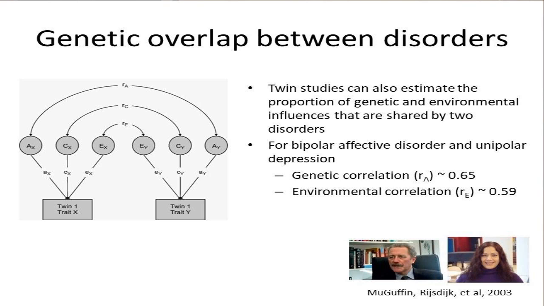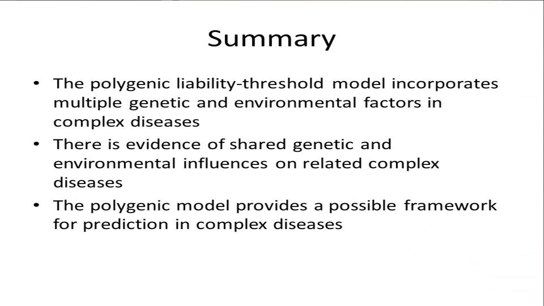And the same is observed for other pairs of psychiatric disorders such as bipolar and schizophrenia. So in summary, for this section, the polygenic liability-threshold model incorporates multiple genetic and environmental factors in complex diseases, and there's evidence of shared genetic and environmental factors on related complex diseases. And finally, the polygenic model provides a possible framework for prediction in complex diseases.